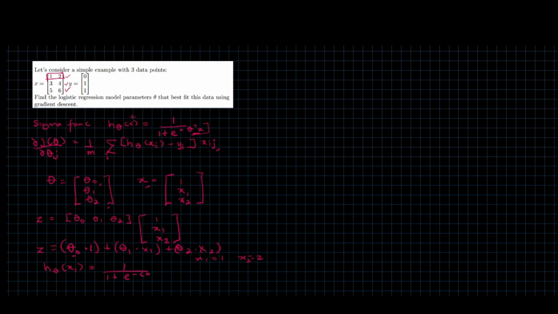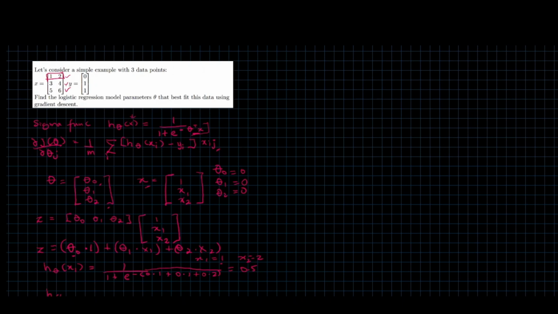We're supposed to initialize our theta naught, theta 1, and theta 2. Basically, just initialize them as 0, 0, 0. So it's going to be 0 times 1 plus 0 times x1, which is 1, plus 0 times 2. That's just it. So if you solve this, you're going to get your answer as 0.5.